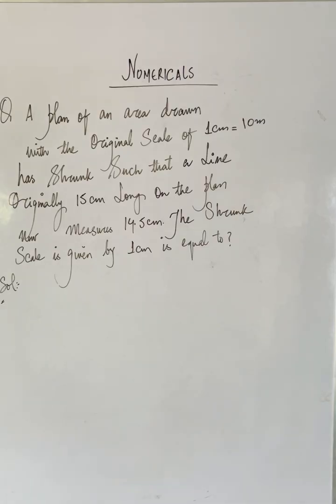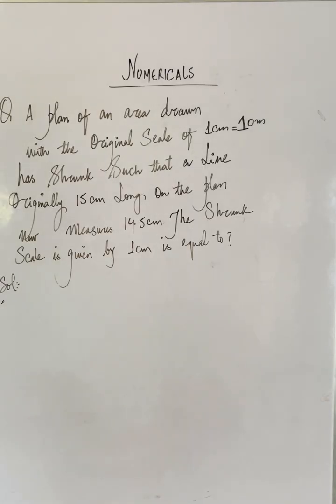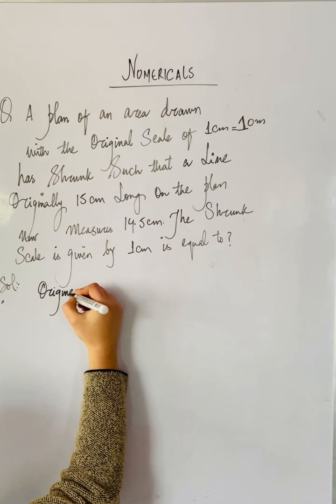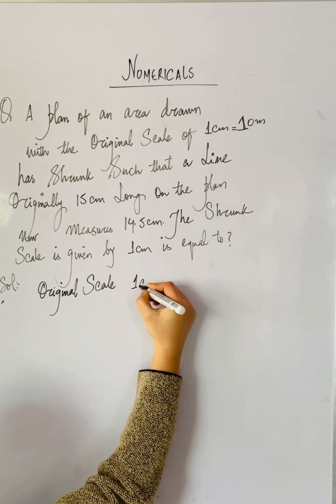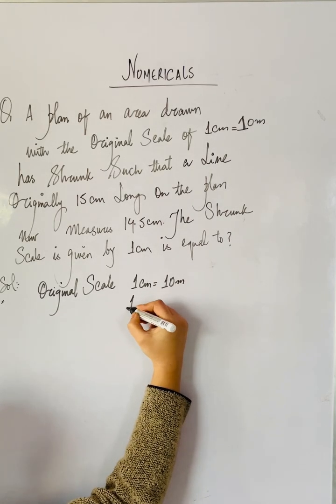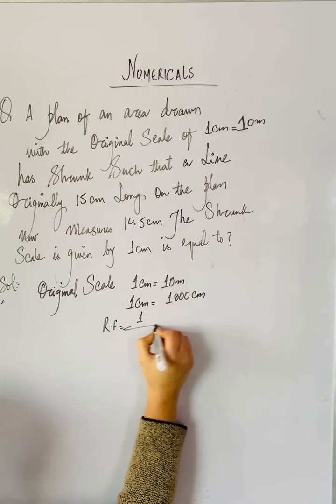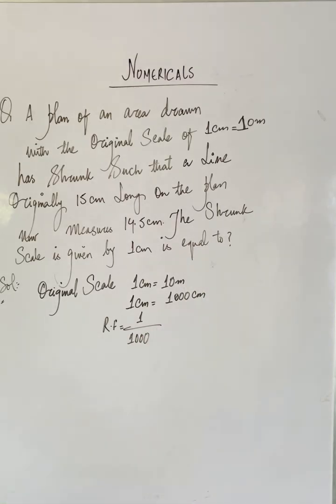So the question is, a plan of an area drawn with the original scale of 1 centimeter is equal to 10 meters had shrunk such that a line originally 15 centimeters long on the plan now measures 14.5 centimeters. The shrunk scale is given by 1 centimeter is equal to, right? So what is the original scale? 1 centimeter is equal to 10 meters, right? That means 1 centimeter is equal to 1000 centimeters. RF is 1 by 1000. This is my engineer scale. This is my representative fraction.